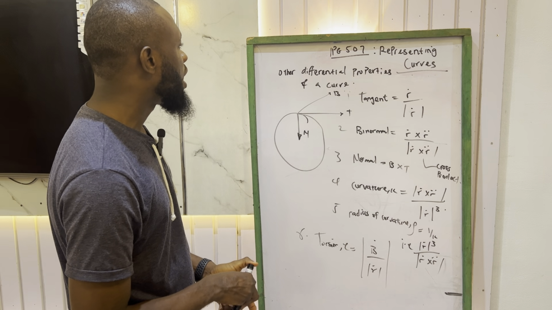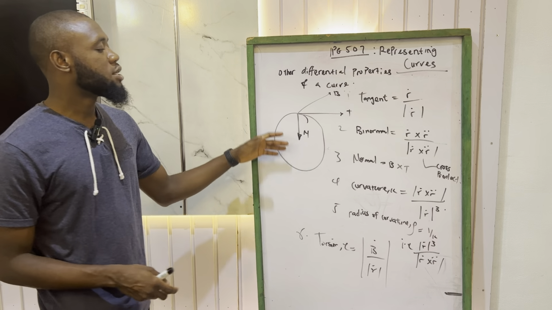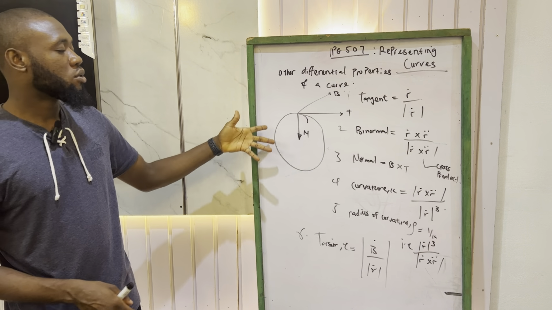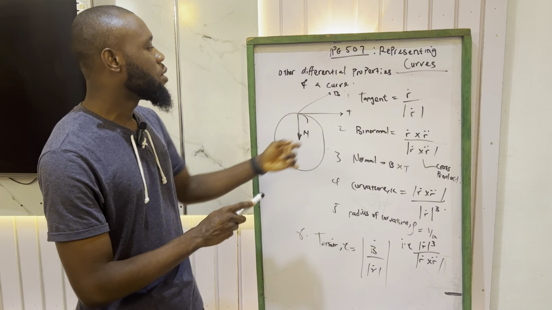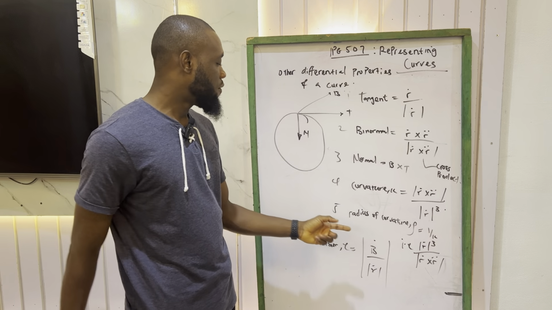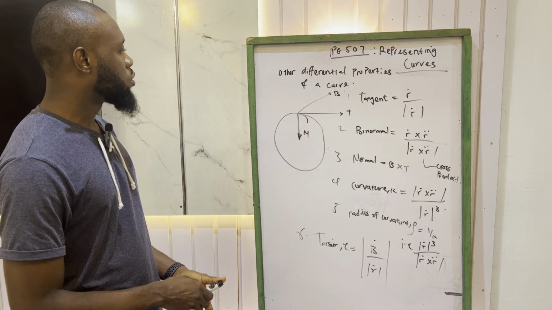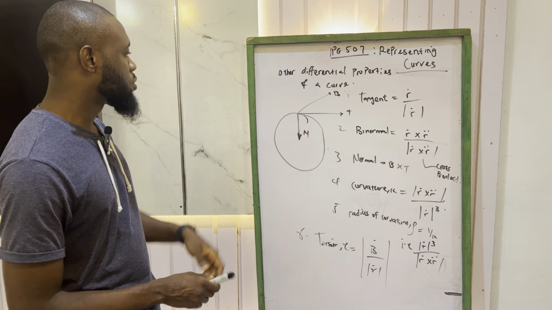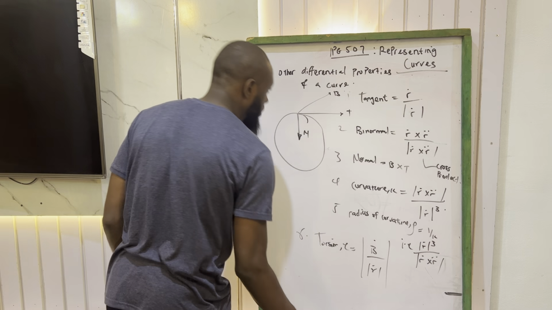So at least for this scope we have 7 differential properties of curves. So we have the length of arc, we have tangent, we have binormal, we have normal, we have curvature, we have radius of curvature, and we have torsion. I wish I could just write this somewhere so that when we solve, we won't bring it from somewhere else.